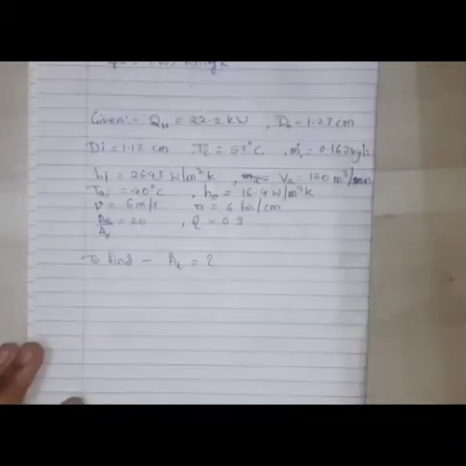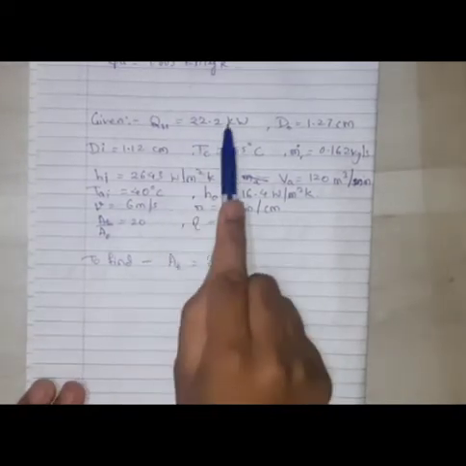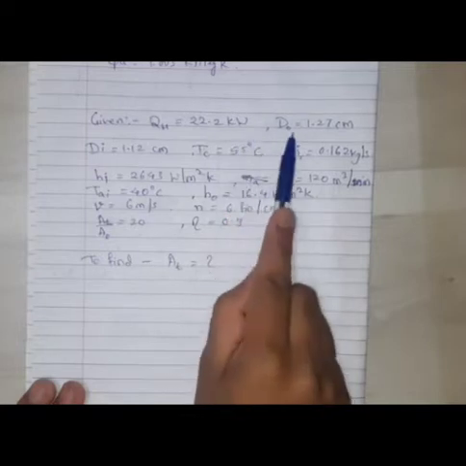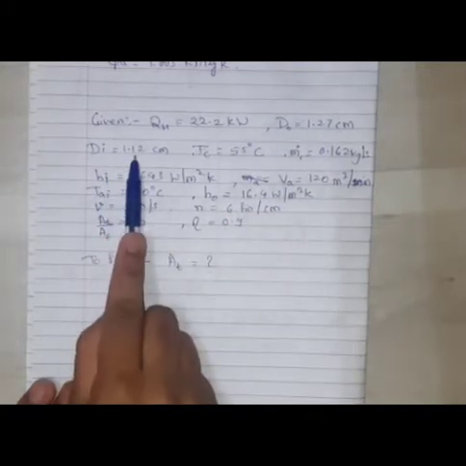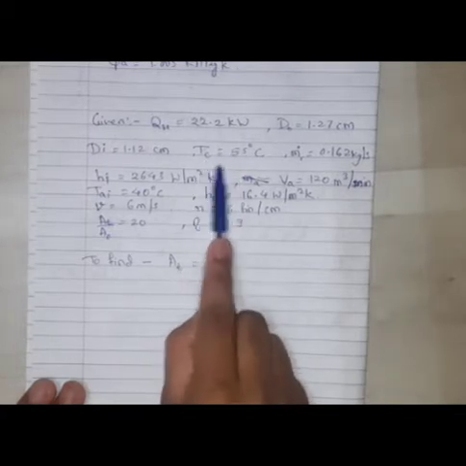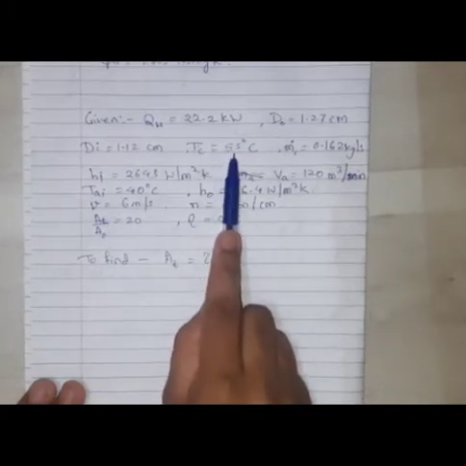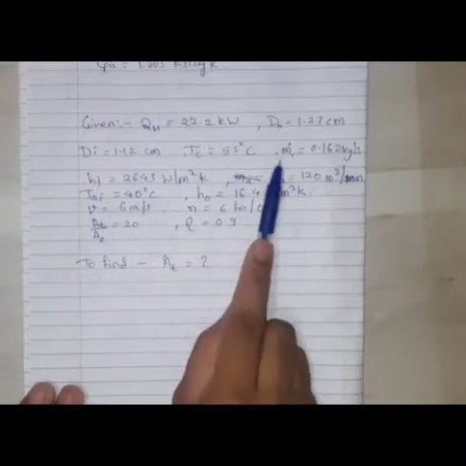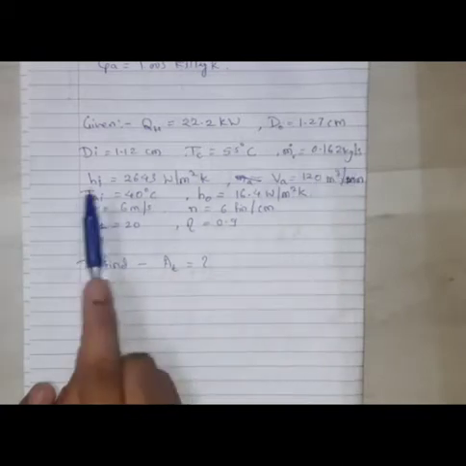So let me write the given data. So here is the given data. QH is given to us as 22.2 kilowatt. Outer diameter is 1.27 centimeter. Inner diameter is 1.12 centimeter. Temperature of the refrigerant inside the condenser is 55 degrees Celsius. Mass flow rate of the refrigerant is 0.162 kg per second.